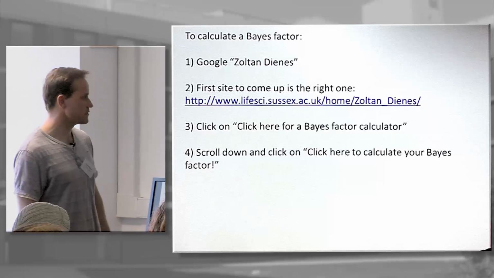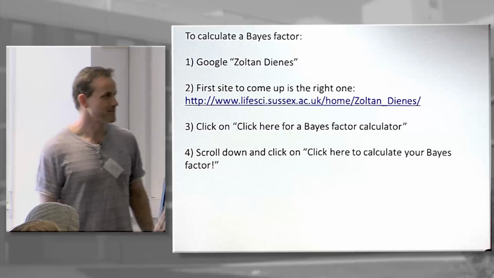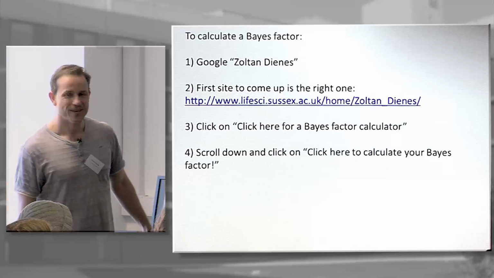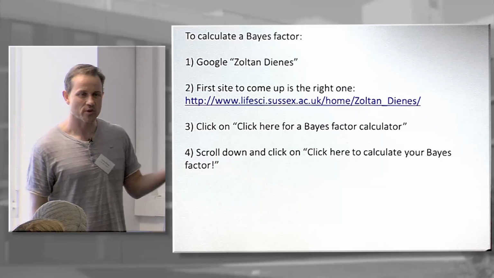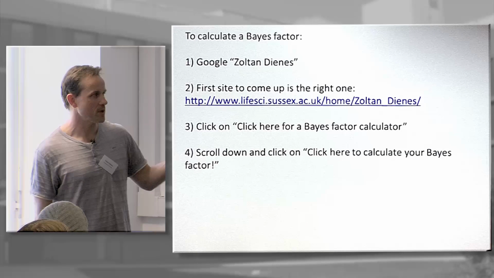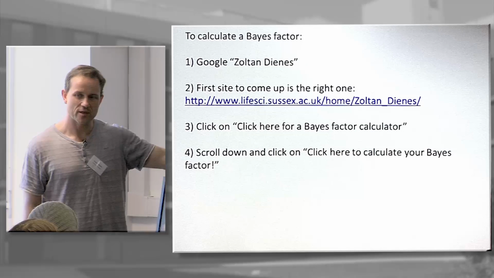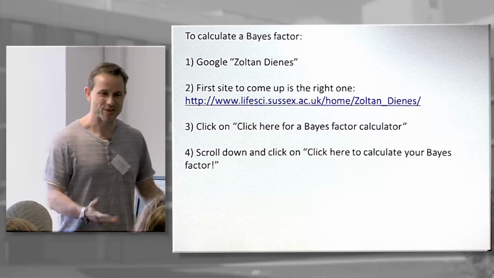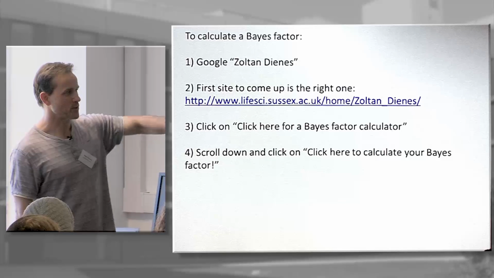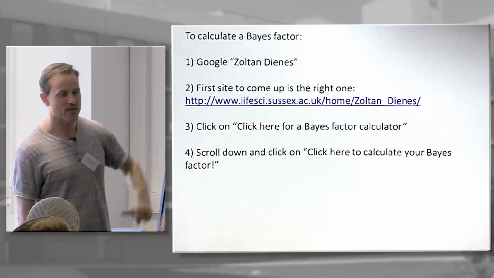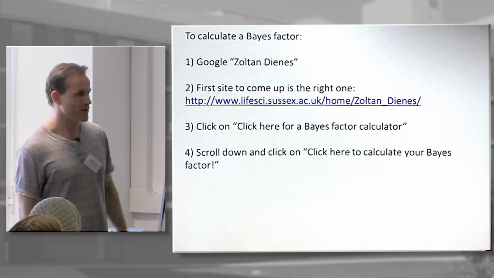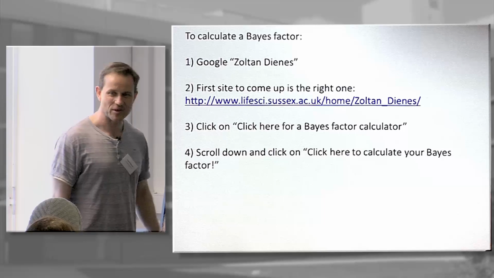So to calculate a Bayes factor, Google my name. I think it's the first one that comes up. But anyway, you find my homepage has a picture of me with my hand on a yak at 5,000 meters. Then that's the right site. And then just below the yak, it says, click here for Bayes factor calculator. You click on that, and there you have it.